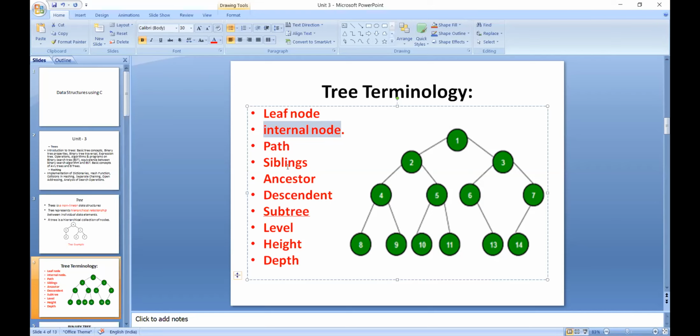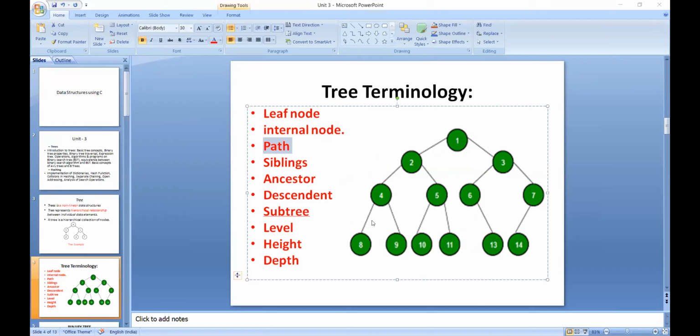Okay, next, path. What is path? For example, from node 1 to 8, what is the path? How will I reach the node 8? If I have the root element, how will I reach the node 8? I will reach by traversing from 1, 2, 4, 8. So the path is called what?